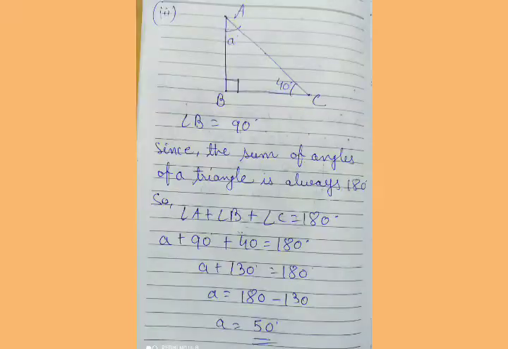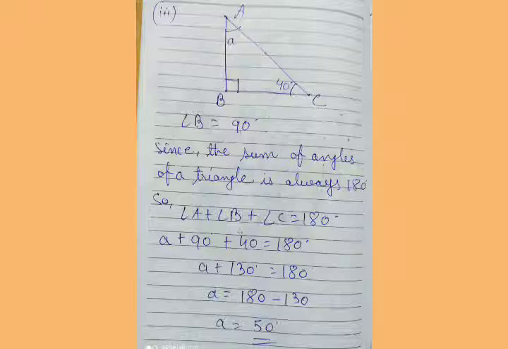Now next, the figure is on the screen, you can see. So here angle B is what? Nothing is given there, but from the figure we can find out that angle B is equal to 90 degree. Clear? So since the sum of angles of a triangle is always 180 degree, how can we write?